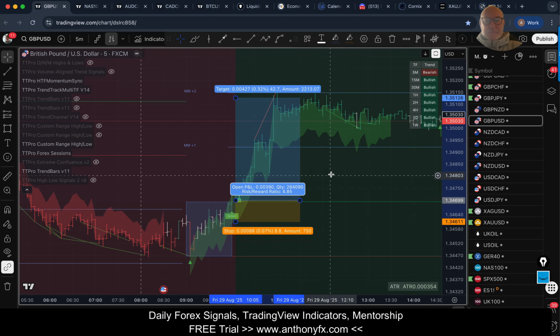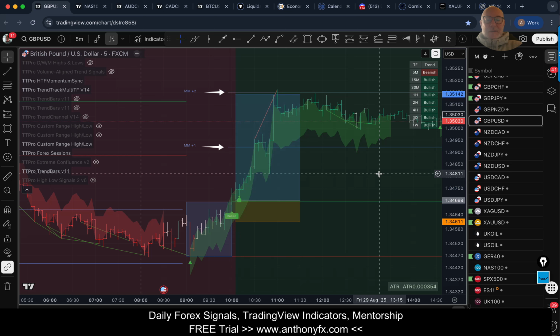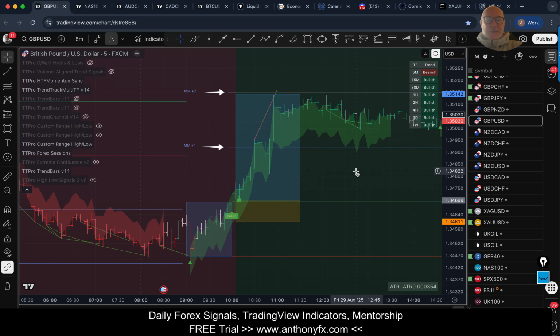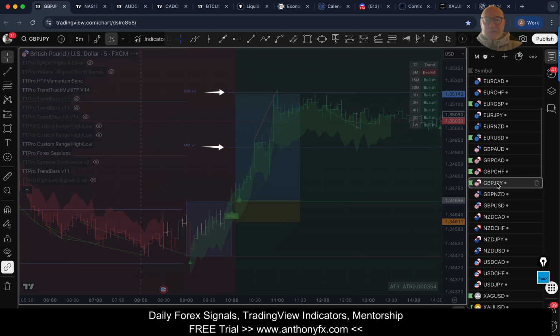Now look, here's the thing. Target 1, there's your M+1 and there's your M+2. Just look how these targets tend to work out. So you could take partials off at 1 and then look to close at 2. What's that? 5R. Not bad. Let's just work our way up. Let's have a look at the yen, pound yen.